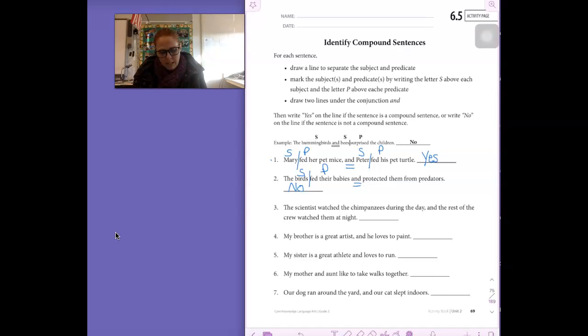Number three, the scientist watched the chimpanzees during the day, and the rest of the crew watched them at night. Let's underline and. I see a noun before the and, I see a noun after the and. So this is a compound sentence. I'm going to put yes on the line. Here's a noun, so I'll draw my line there, and there's a predicate, a verb. On the rest of the crew, there's a subject. Watched is the predicate verb.